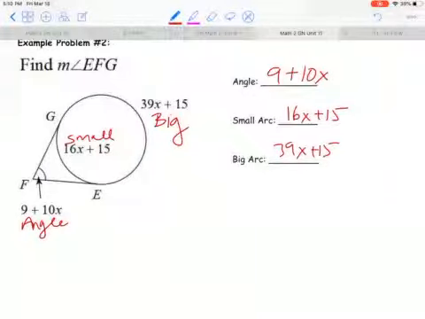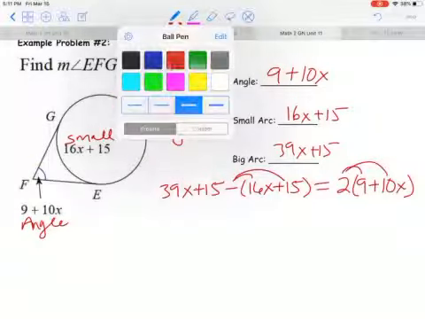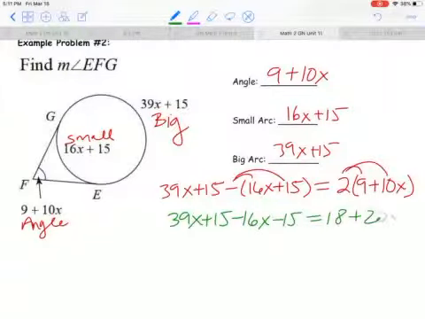Okay, so the formula is big minus small. So big minus our small arc equals 2 times the angle, but remember the parentheses, so you distribute. So we're going to get 39x plus 15 minus 16x minus 15 equaling 18 plus 20x. Remember, you should have done this on your own already. If you haven't yet, push pause so you can try it on your own.